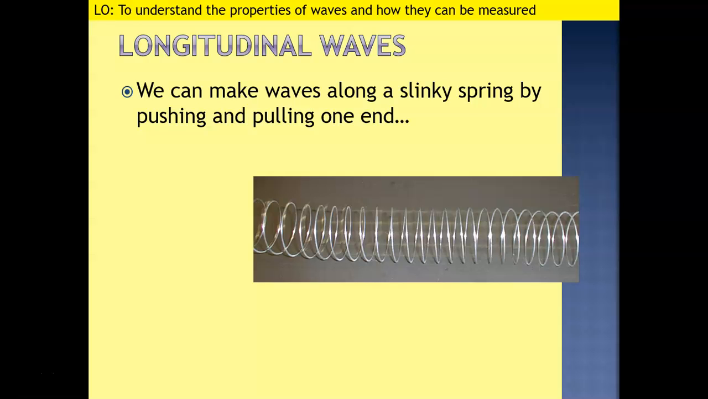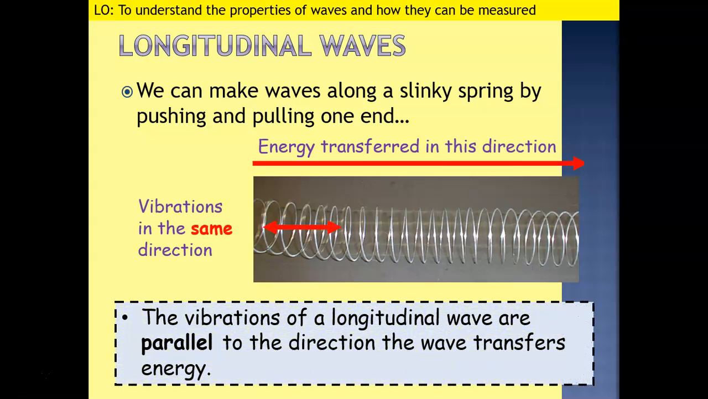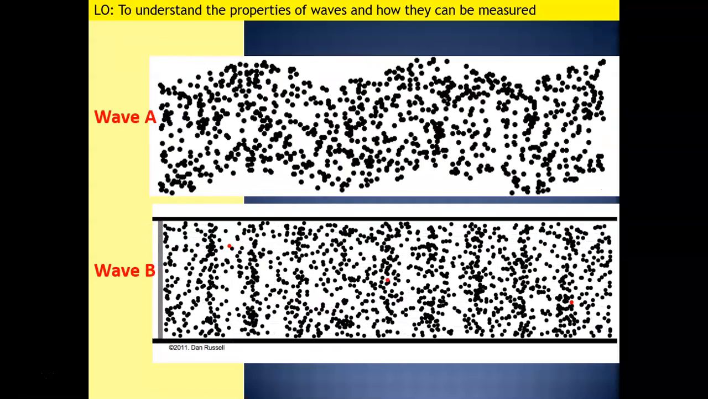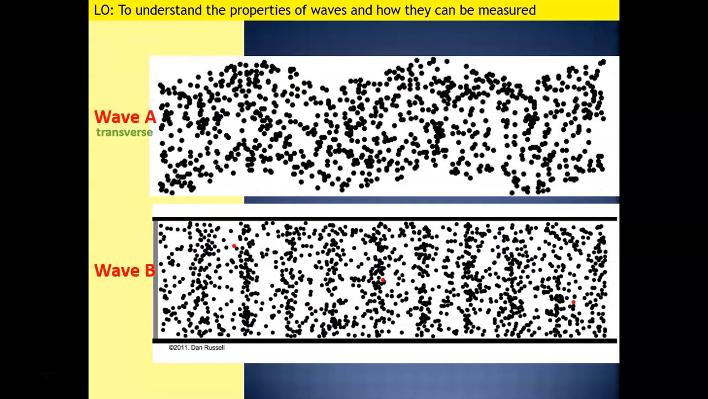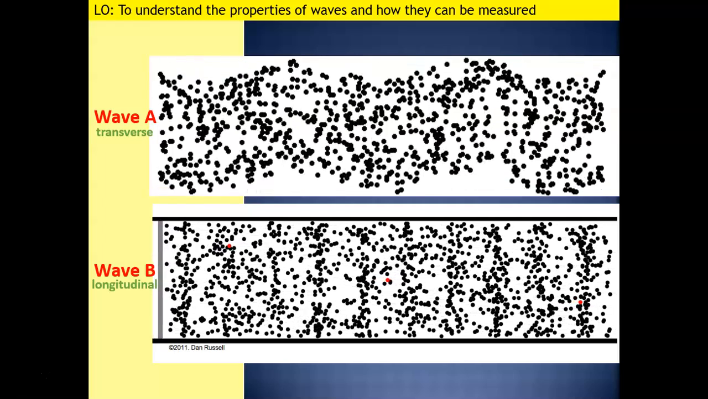Okay, so we can make waves along a slinky spring by pushing and pulling one end. And again, it gives us the same definition, parallel to the direction the wave transfers energy. We can see the differences between the two waves there. Wave A is transverse and wave B is longitudinal.